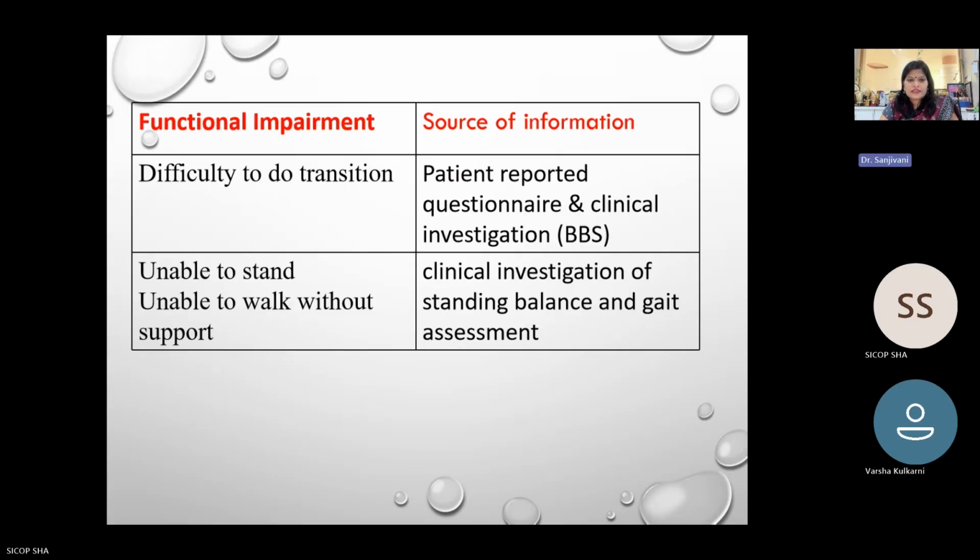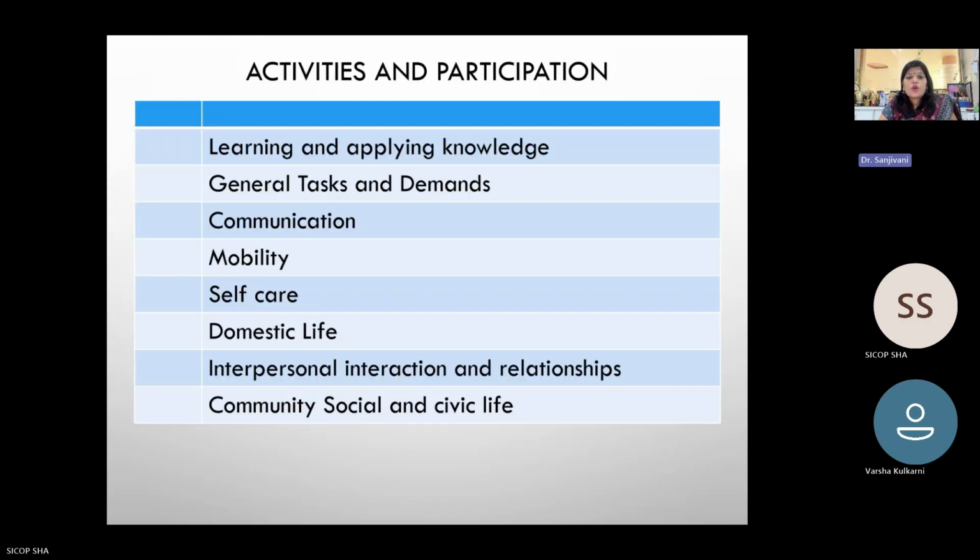Again, there are some functional impairments: difficult transitions, because he is not able to go from sit to stand. So transition is a problem. Then unable to stand, unable to walk without support. These are some impairments that we have to mention, as given from your stem. And the source of information, again, is clinical investigations and your assessment. So next. Now, what are the activity limitation and participation restriction? So go for the next.